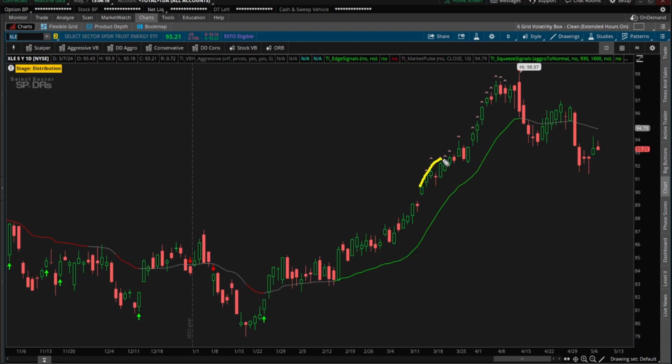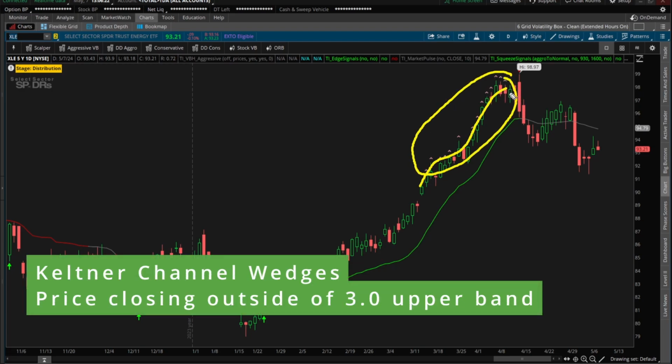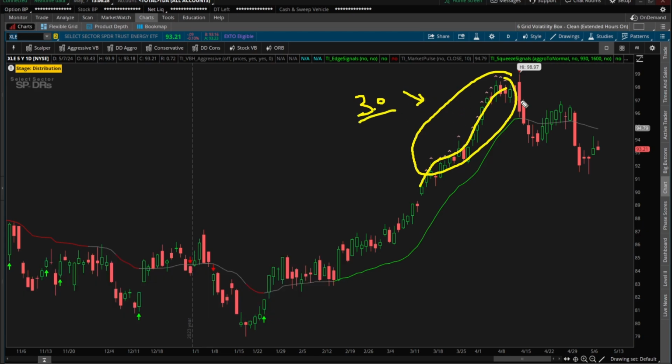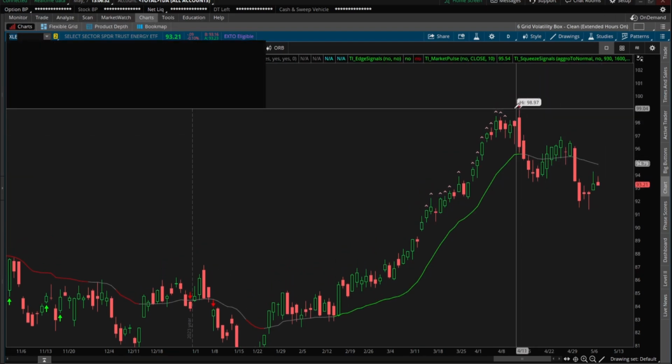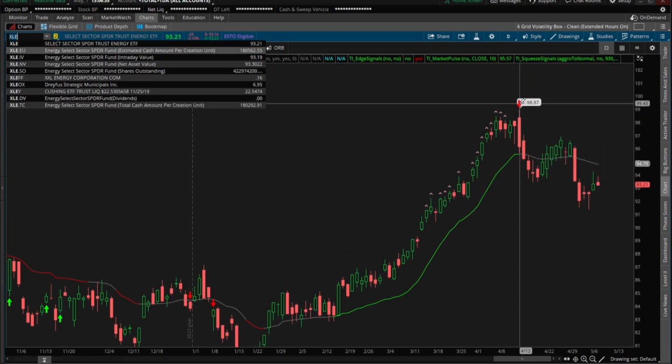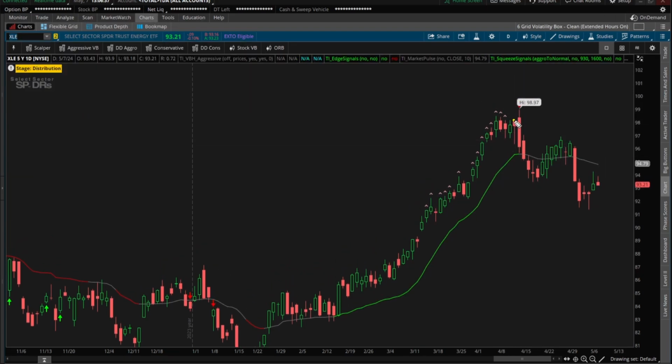Now starting first with XLE, if we take a look at what price action is telling us, you can see that in this entire rally, you had these wedges forming. Those wedges told you that, hey, price is outside of the 3.0 Keltner channel bands, and we're closing outside of the upper bands. So that's our first sign that we're looking for a reversion to the mean. After that, we had the edge signal confirmation, and in this edge signal, we entered what I think most folks would recognize as a bull channel.